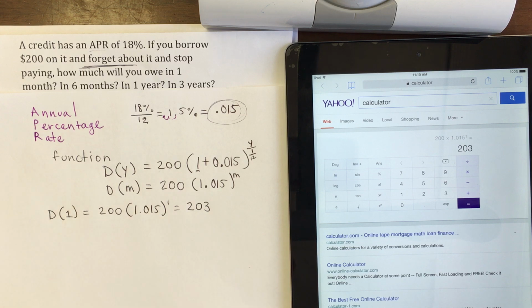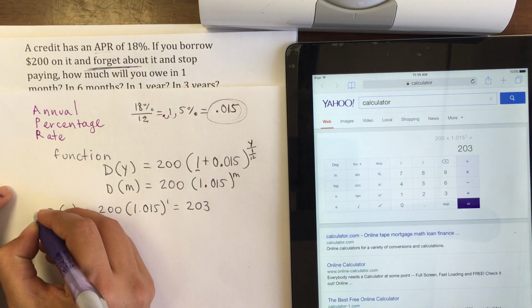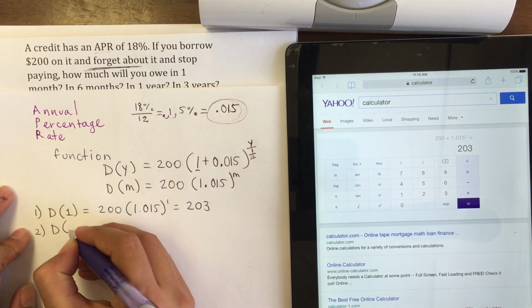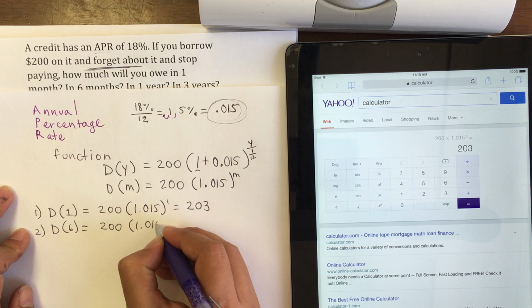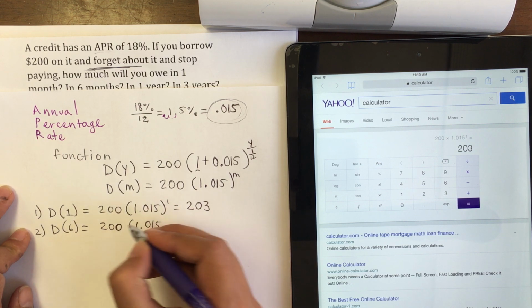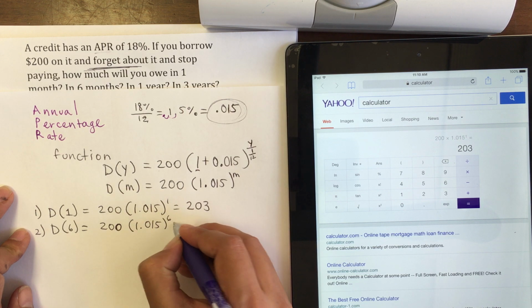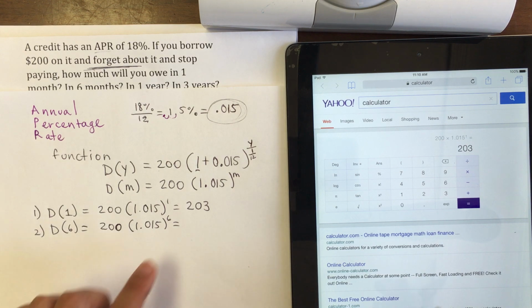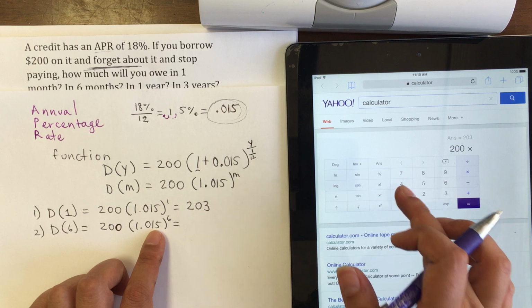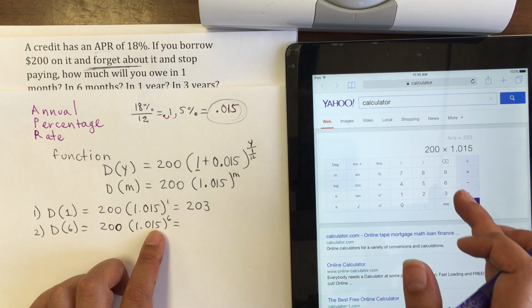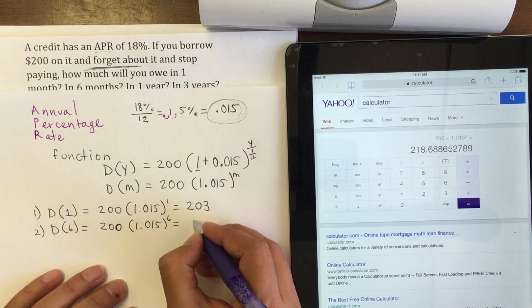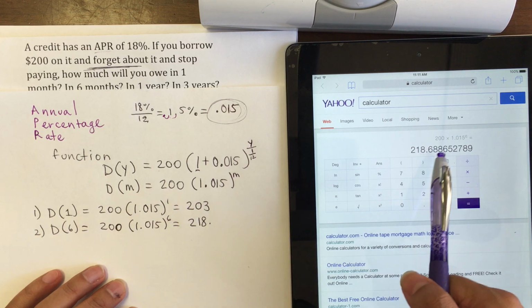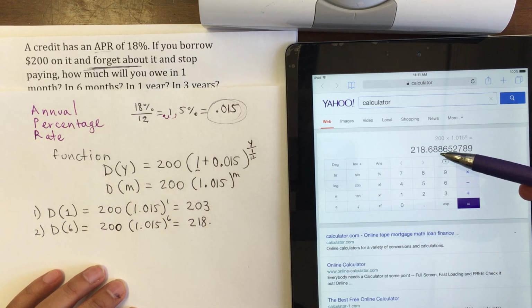Doesn't seem like a lot, but if I keep forgetting, what's going to happen? What if I forget for 6 months? Okay, half a year. I have my initial point, I have the payment, which is the money that they lent me, they want it back, plus the interest to the 6th power. And so 200 times 1.015 to the 6th power, meaning 6 months. And so now I owe $218.69.